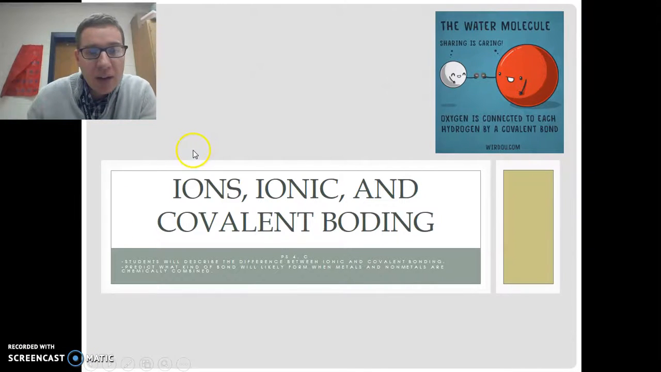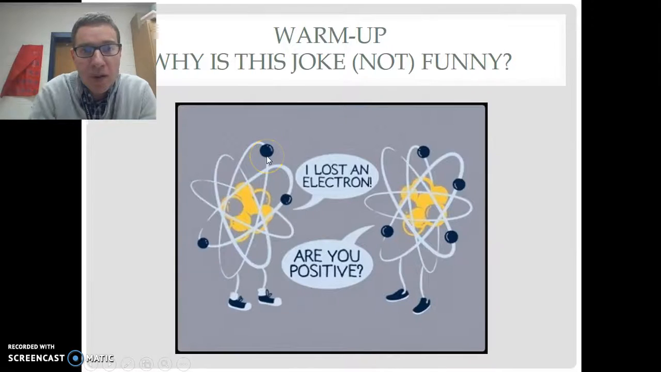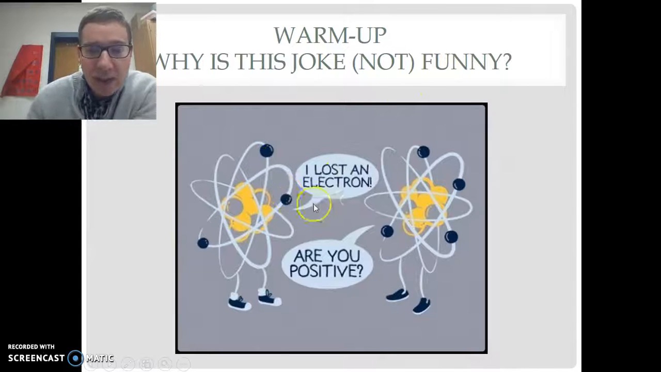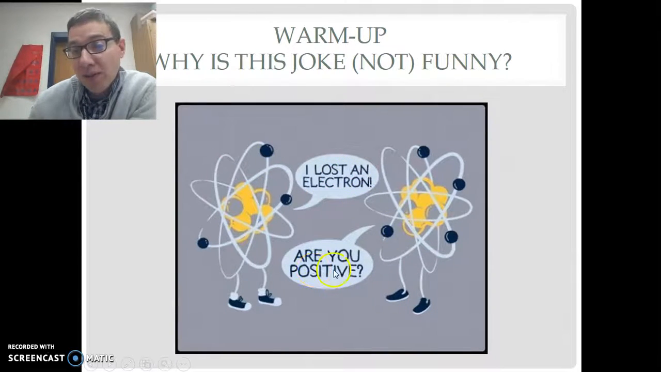Alright, so real quick, I want to start out with this warm-up. Why is this joke not funny? So take a look at the two atoms and what they're saying. Okay, the first one says, I lost an electron. And the other one says, are you positive?